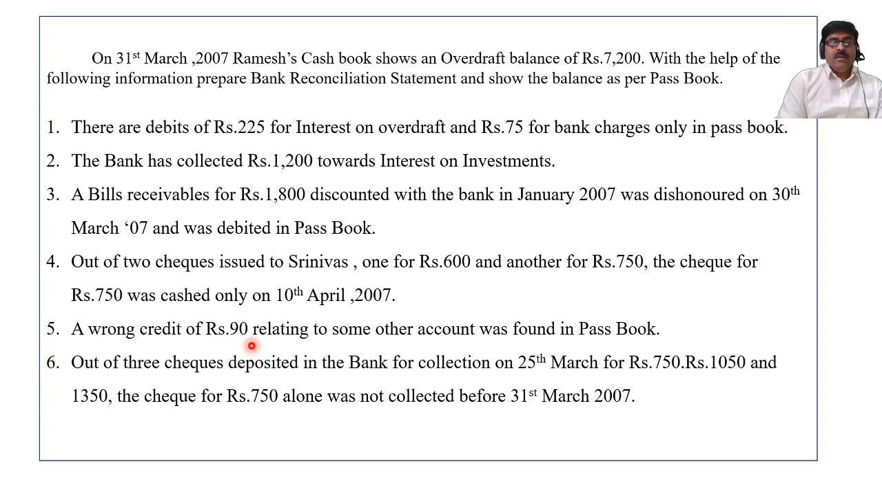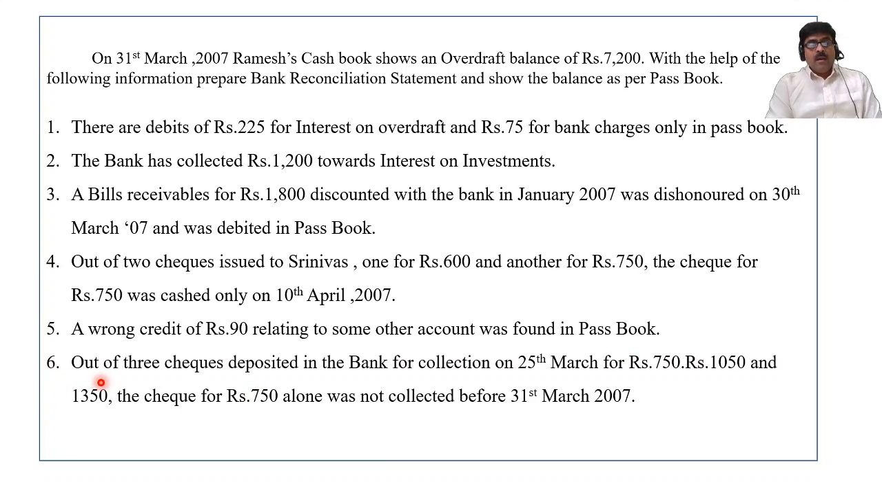A wrong credit of 90 relating to some other account was found in the passbook. It is a wrong credit, means on the credit side of the passbook, 90 rupees. There is a deduction in the balance of passbook. As per cash book, we too have to deduct 90 rupees, means deduct 90.